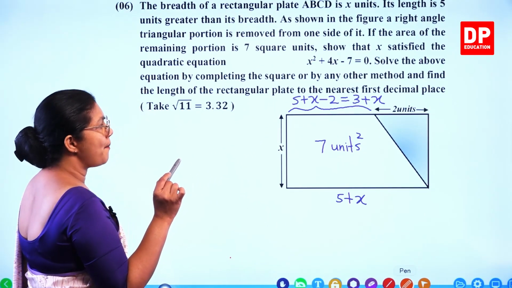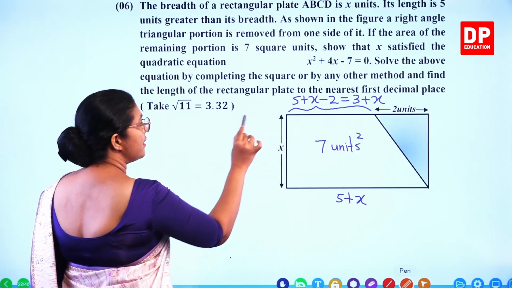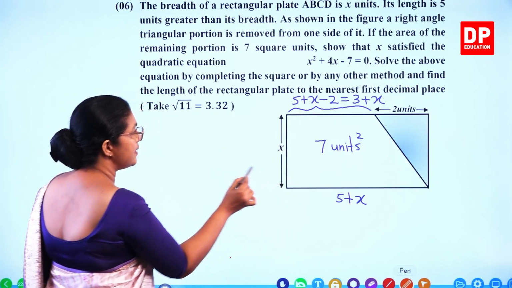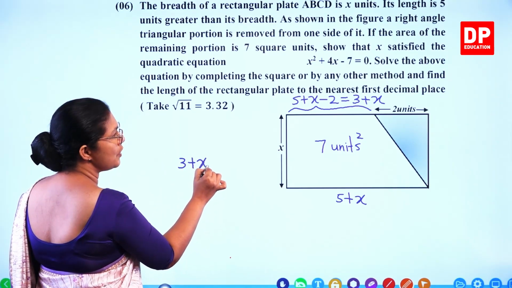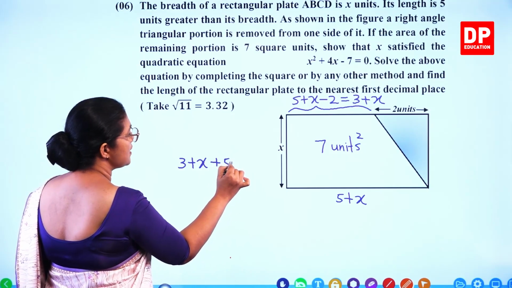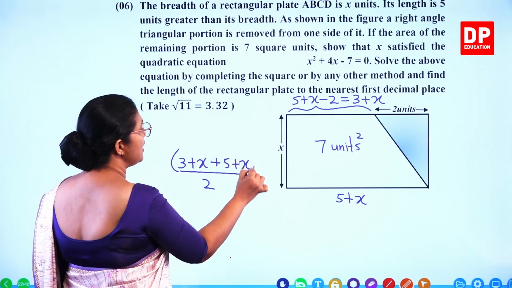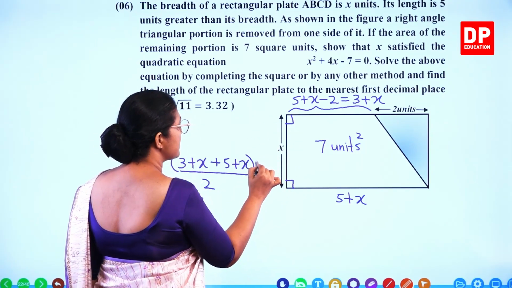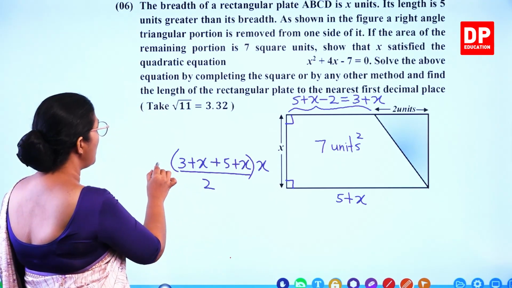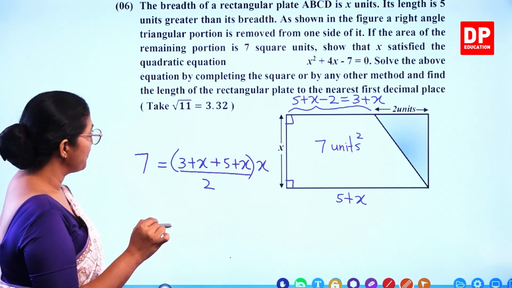What's the area of a trapezium? The parallel lengths. These two are the parallel lengths. Add the two parallel lengths. 3 plus x and 5 plus x. Divide by 2. Multiply by the perpendicular height. Perpendicular height is x. That's equal to 7. That's the area of the trapezium.